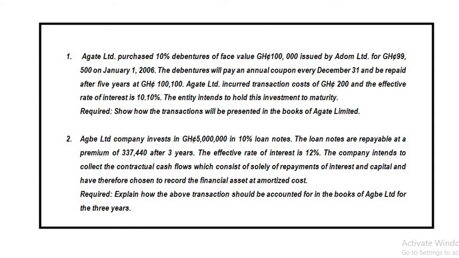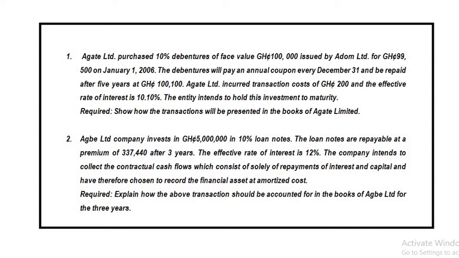So let's read the question. We are going to explain what this problem is all about and how we are going to report it in the books of account. Acca Limited company invests 5 million in 10% loan notes. The loan notes are repayable at a premium of 337,440 after 3 years. The effective rate of interest is 12%.